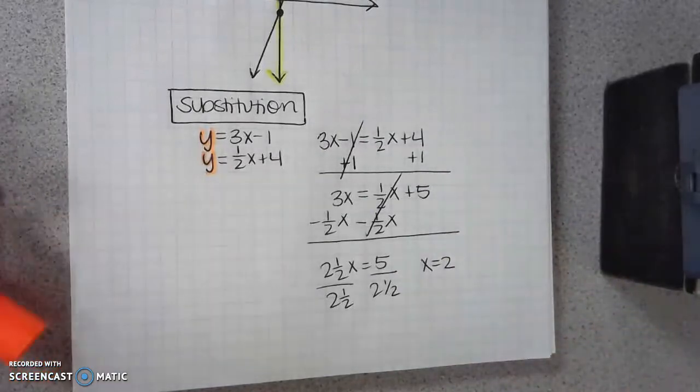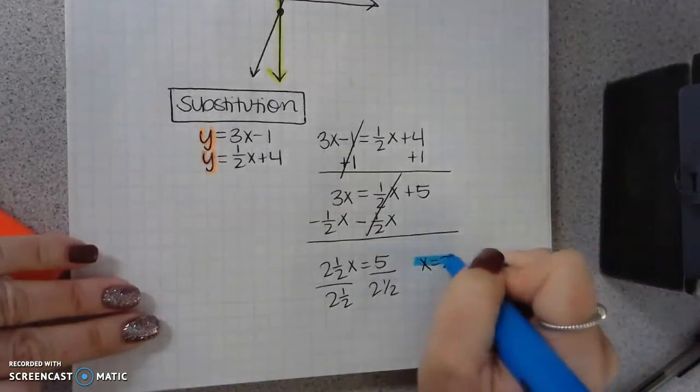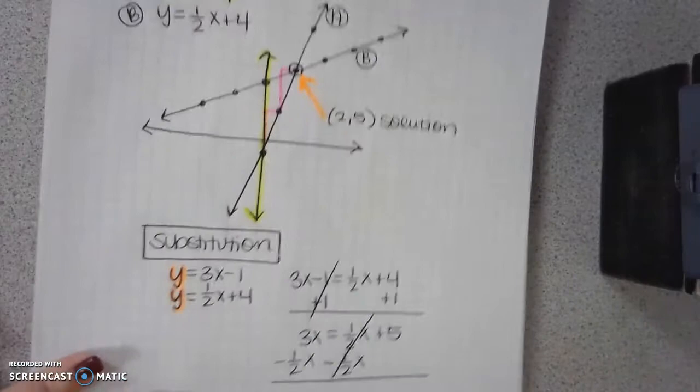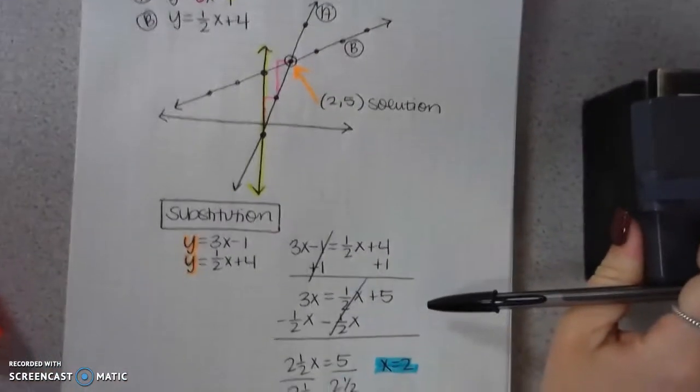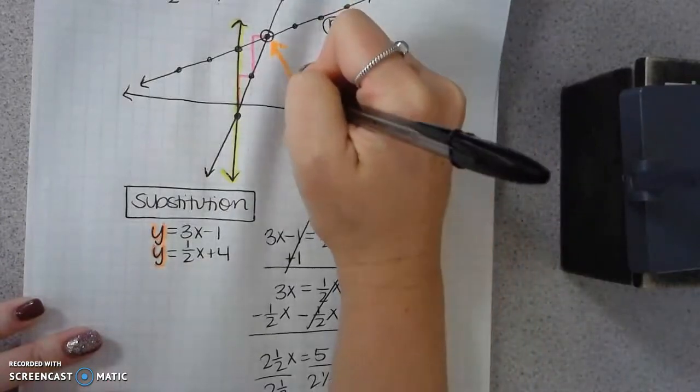X equals 2. That sounds familiar. X equals 2. That is what we got. I'm going to zoom you out a little bit. That is what we got right there.